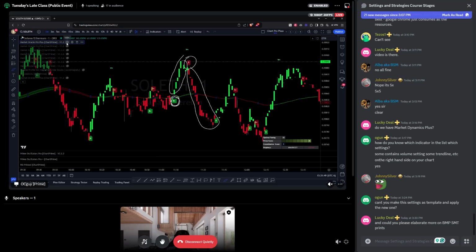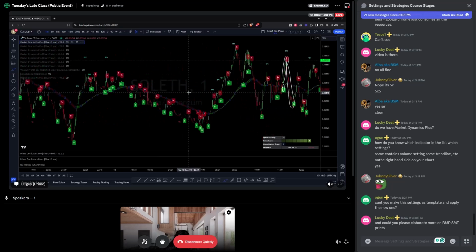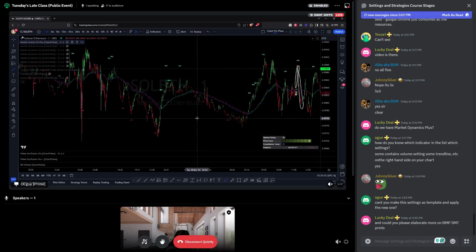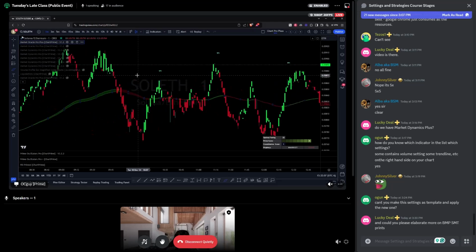Let's wait for that little eye to stop moving. Let's zoom out. And there we go. It gets much cleaner. Why? Because all of the signals are gone, right? But then if they're gone, how could I read the trend? That's where your candle color comes into play, right? Look at this.